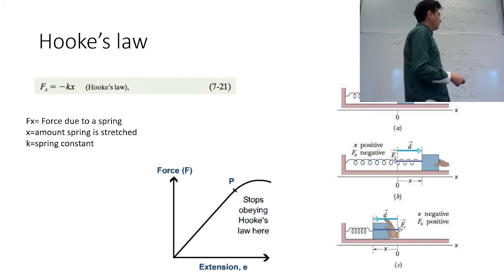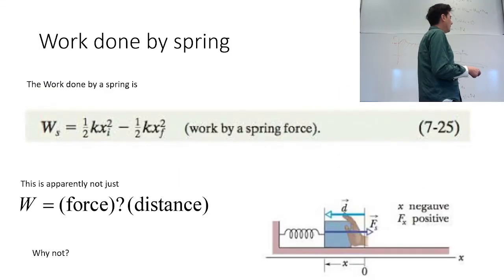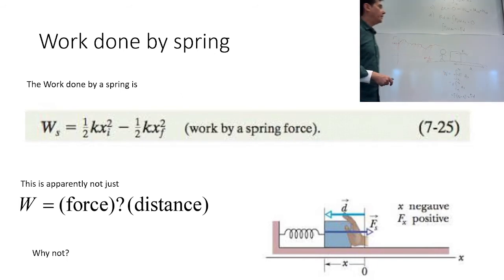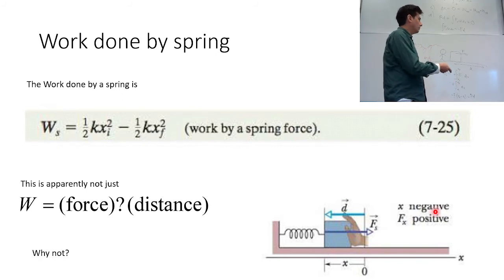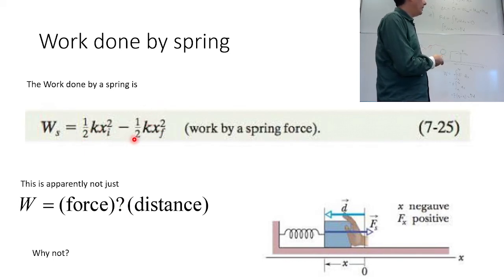Okay, so for that situation, work done is not just force times distance. Sorry, this should be times, not a question mark. So this is not force times distance. The formula is half kx squared, that is, half k x initial squared minus half k x final squared. So why is this not just force times distance?